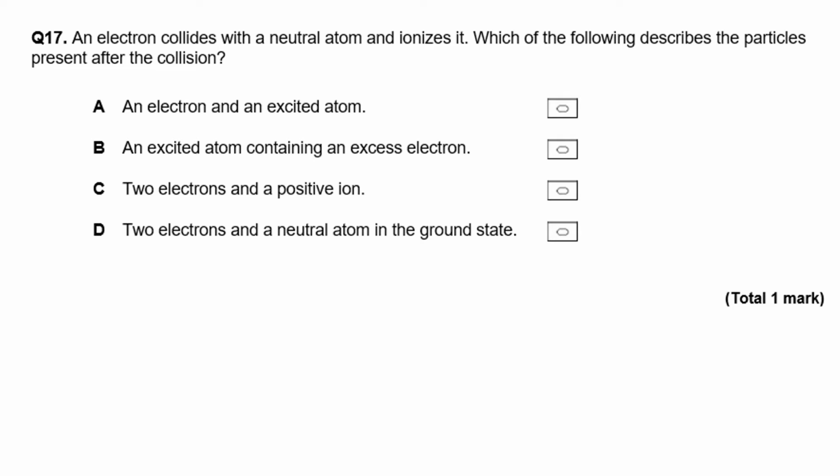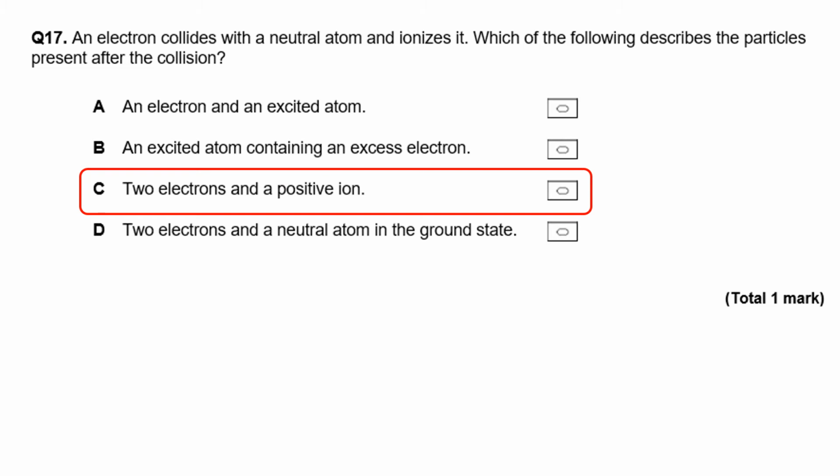So when the electron comes in, it's going to collide with an orbital electron, and that orbital electron is going to gain enough energy to become ionized. So that means we now have 2 free electrons. And if we ionize an atom, that leaves a positively charged ion behind, so that's why it's option C.